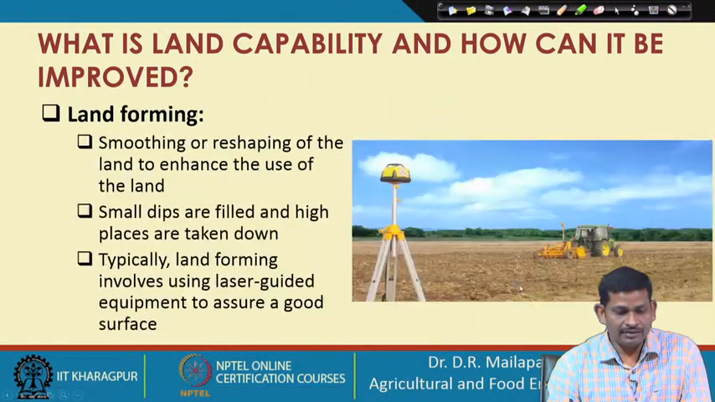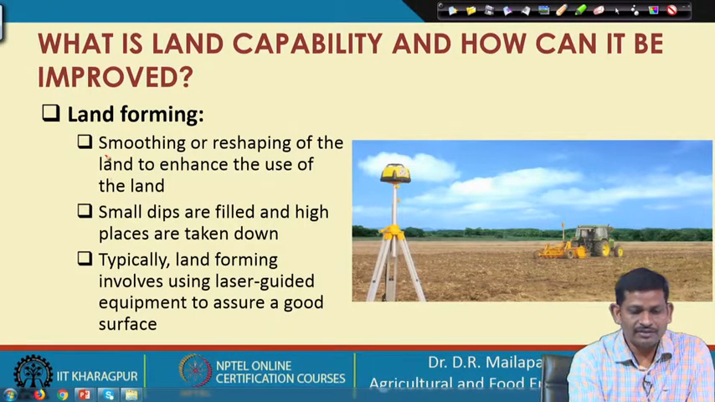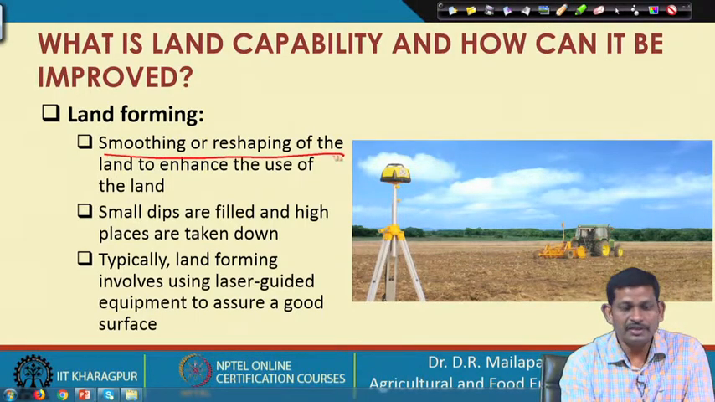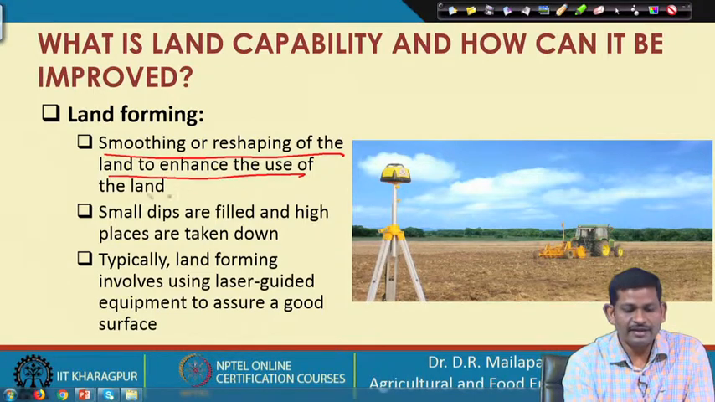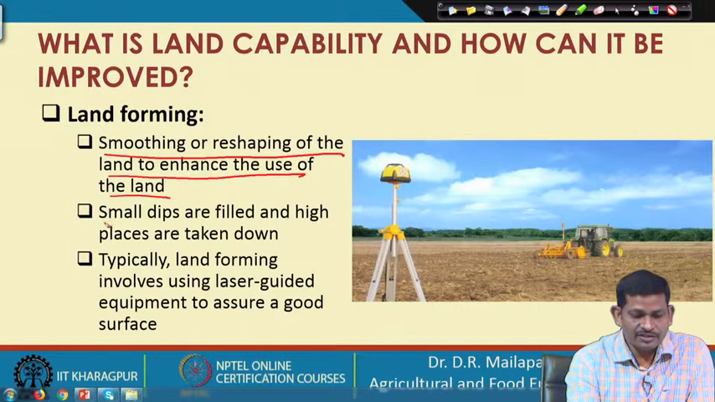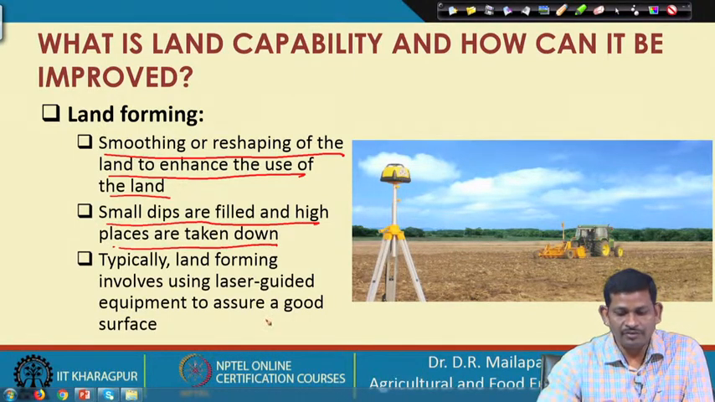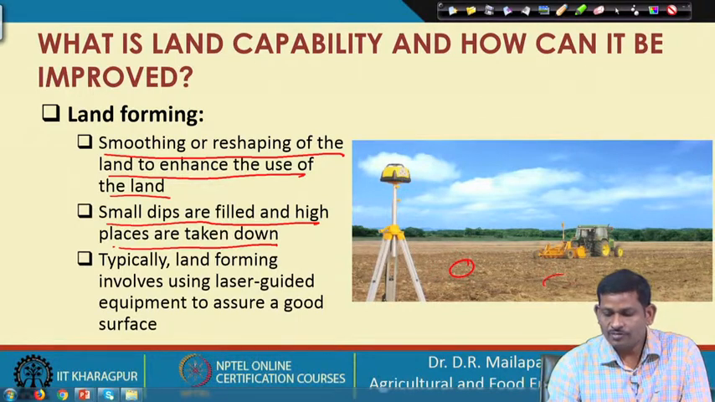So, the next is land forming. Land forming is very important. This is basically smoothing or reshaping of the land to enhance the use of the land for cultivation. Here, small dips are filled from high places or taken down, because if you have some small depressions here, the shaping will definitely refill the depressions.